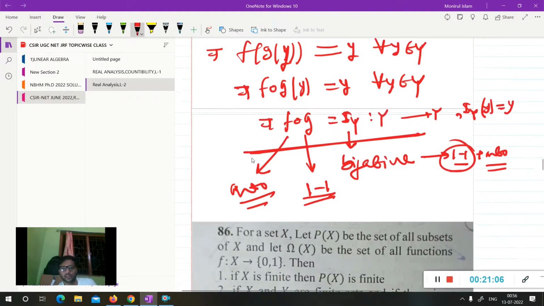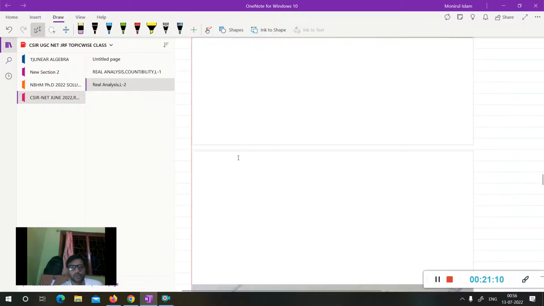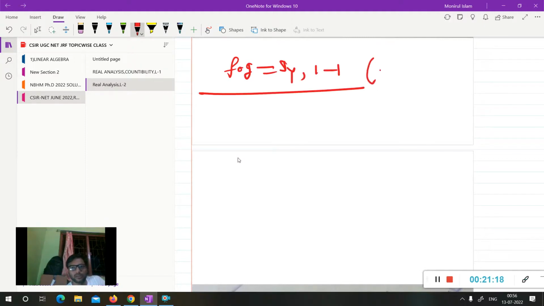I am saying that suppose, assume for the second one, f composed with g is I_Y and it is one-one, meaning injective. So from here it will directly imply that the last part of the composition, that is g, is one-one, meaning g is injective.